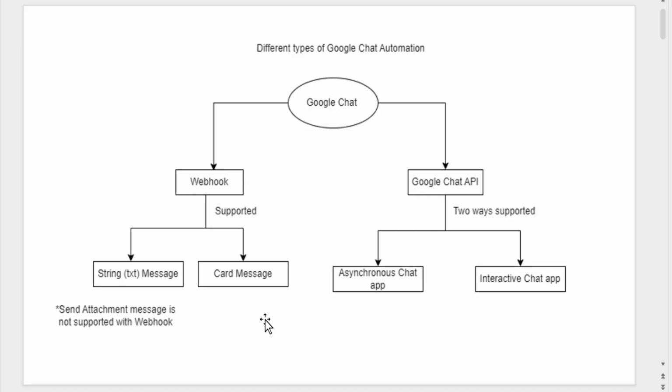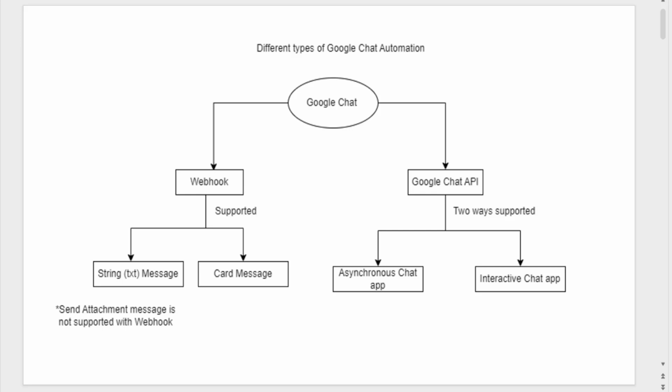First of all, what is Google Chat? Google Chat is a messaging application similar to Microsoft Teams, Cisco Jabber, Amazon Chime, and Slack. Now, there are two main ways to use Google Chat automation. First, Webhook, second, Google Chat API.